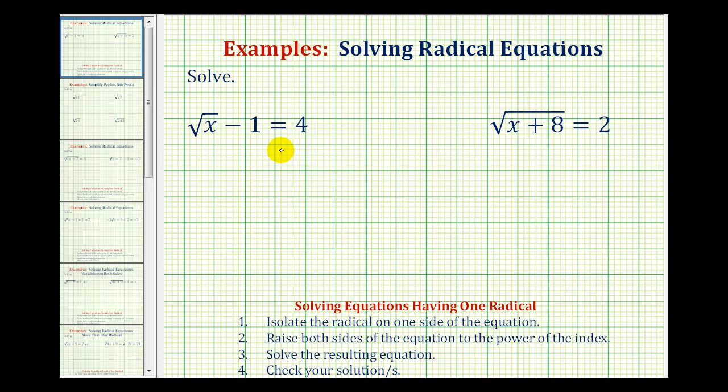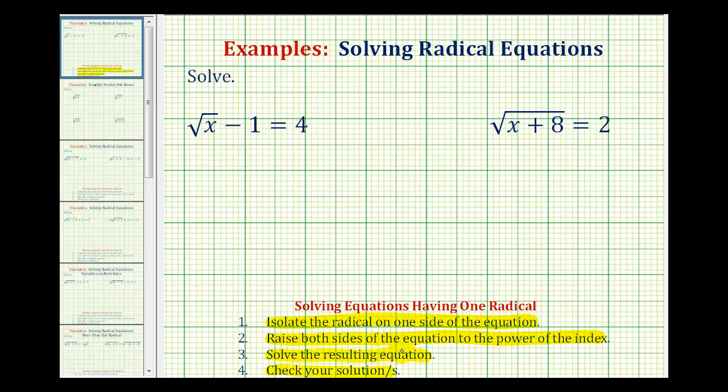To solve the given radical equations that contain one radical, we want to first isolate the radical on one side of the equation. Then we're going to raise both sides of the equation to the power of the index. This will undo the radical, and then we'll solve the resulting equation. And when solving radical equations, it's very important that we check our solutions, because sometimes we'll have extraneous solutions or solutions that don't work.